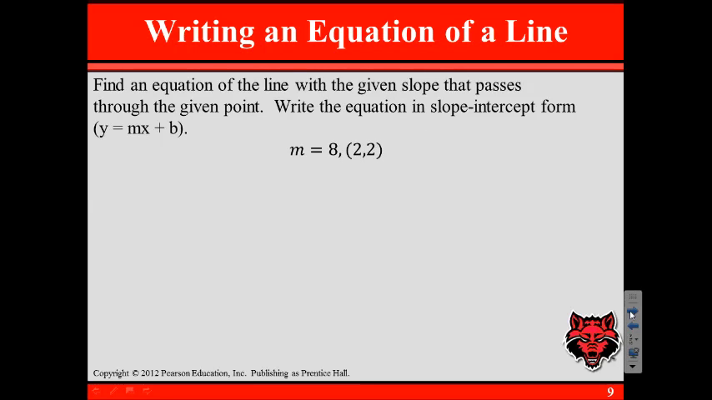So let's try to find an equation of the line with a given slope that passes through the given point. We'll write the equation in slope-intercept form. Now, regardless of the form our final equation will be in, and in this case it's slope-intercept form, we're always going to start with the point-slope form. The point-slope form is our working equation. Slope-intercept, or standard form, once we introduce it, will be the nice, clean, pretty equation that we show off at the end.